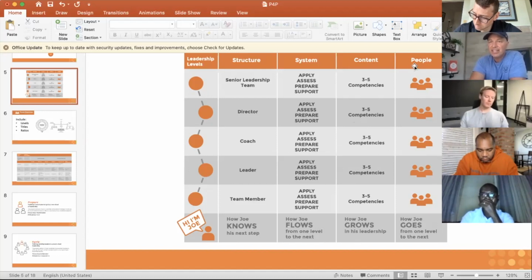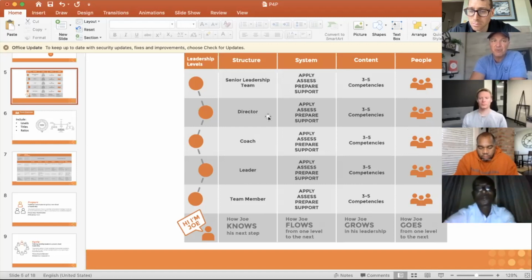And then the last thing is people. What you do here is put the names of people who are at every level, but you also identify who can be my trainers at this level, who can help me develop others. Let's decentralize leadership development rather than centralizing it around the pastor or staff. Let's identify trainers at every level so that people can learn to reproduce themselves. And that's how Joe goes from one level to the next. So this chart right here shows you the power of how you can utilize the leadership pipeline.